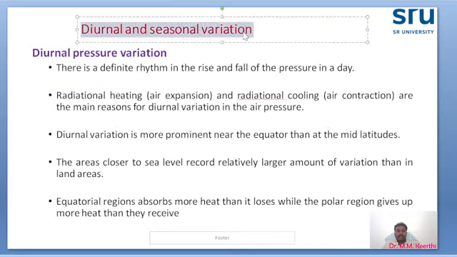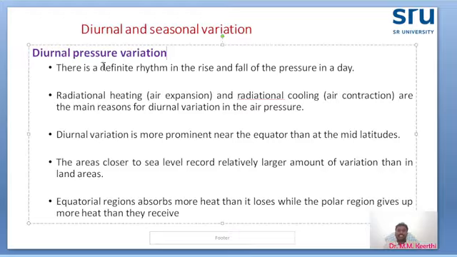Here we are going to discuss diurnal and seasonal variation. Diurnal variation means day-to-day variations. For example, radiational heating: when the radiation is heating, air expansion will be there. When the radiation is cooling, air contraction will be there. These are the main reasons for the diurnal variation of the air pressure. The diurnal variation is more predominant near the equator than at the middle latitude. The areas closer to sea level recorded relatively larger variation than the land surface.